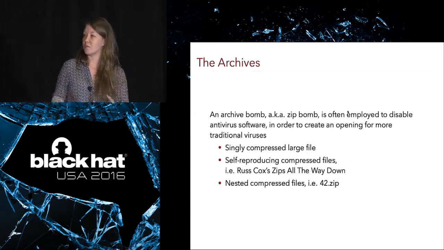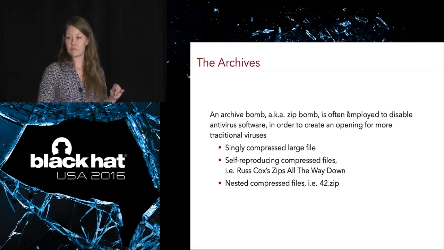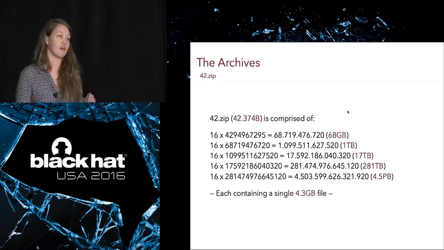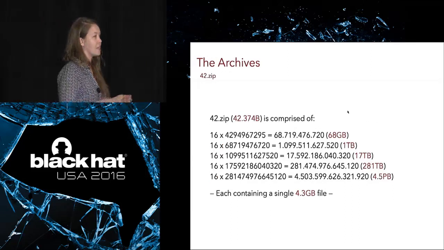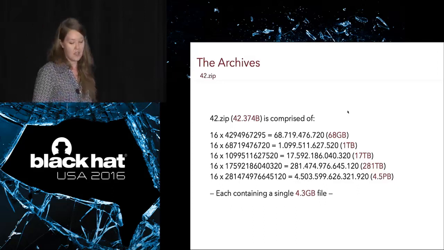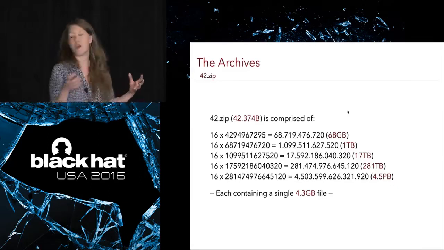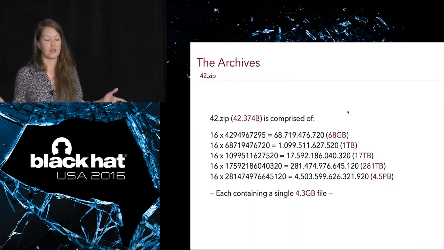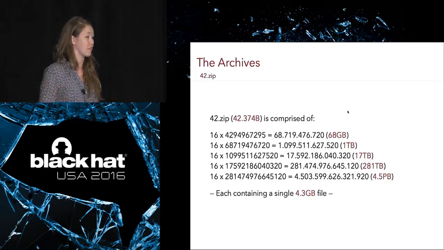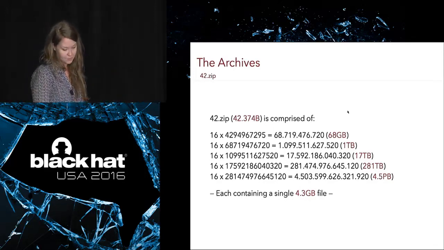42.zip is the most famous example of this. How many of you are familiar with 42.zip? So we've got a few people. That's great. For those of you who aren't, 42.zip is a 42-byte compressed file that's comprised of 16 compressed files, which in turn have 16 compressed files. This goes on for about five layers, the core of which, each of them has a 4.3 gigabyte file. So if this is fully decompressed on the system, it's going to take up over 4.5 petabytes of space, which is going to be pretty effective in knocking quite a few things out.